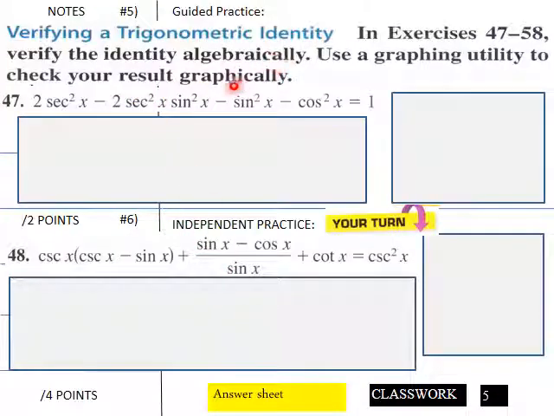Let's try one now. Use a graphing calculator to check your result graphically. So we have all this here on this side equals 1. So how are we going to get from here to here is the question.